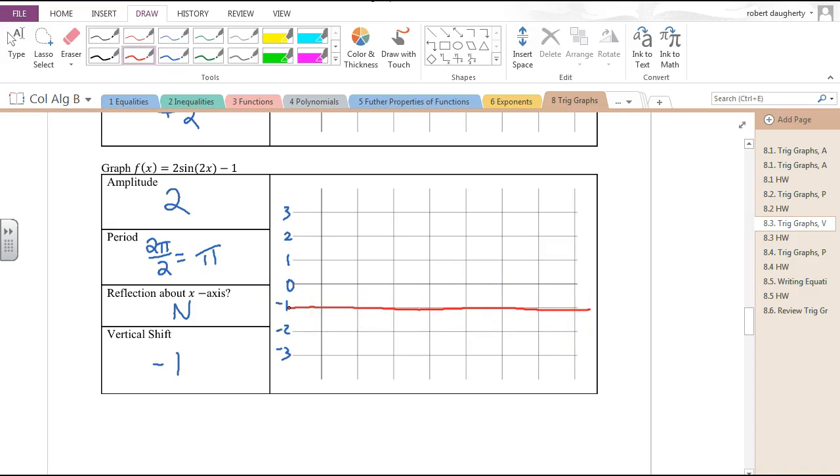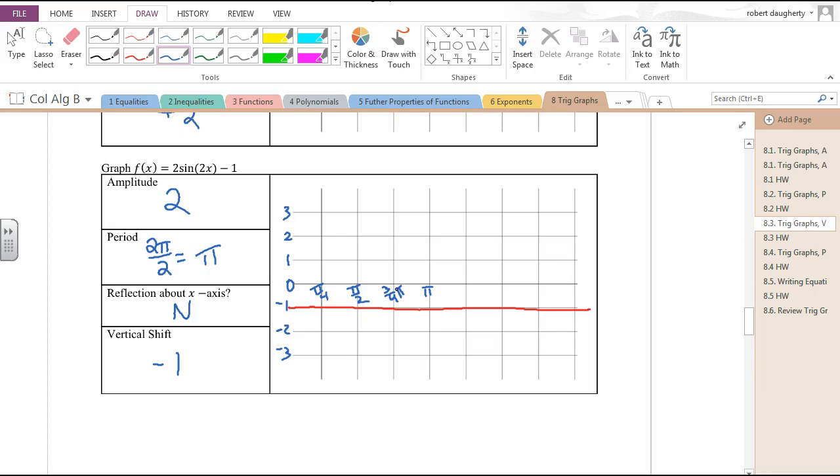So the period is pi. So that means that this is 0, 1, 2, 3, 4. That's pi right there. What's halfway in the middle? Wait, did I do this right? Let's see. Yeah. What is halfway? Pi over 2. And this is pi over 4. And so that's 1/4, 2/4. This is 3/4, and that's 4/4.